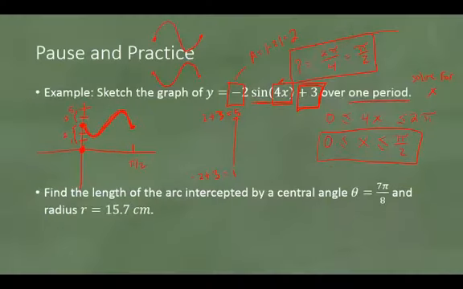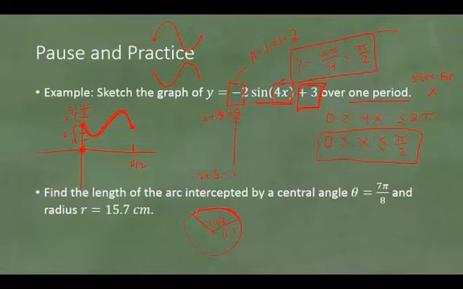All right. Now, let's try to find the arc length intercepted by a central angle of 7 pi over 8 and the radius of 15.7 centimeters. In other words, let's draw a circle, some center. The radius is 15.7. Let's say this angle right here is 7 pi over 8. It might not be exactly to scale. And we're trying to find the arc length right here.